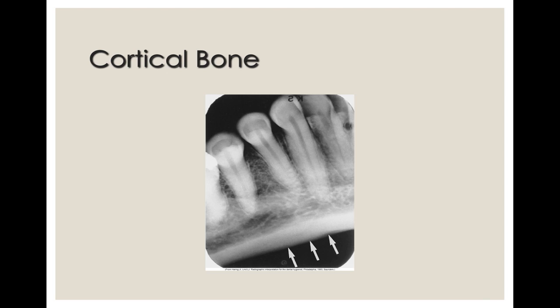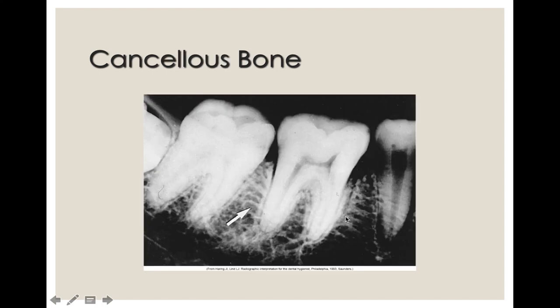So radiographically, when you're looking at cortical bone, it's going to appear as a radiopaque area on the radiograph. So we can see down here, this radiopaque area is going to be our cortical bone, whereas our cancellous bone is going to appear more radiolucent. So our cancellous bone is here. It's a bit more radiolucent, and you can also see the trabeculae and the marrow spaces that make it more radiolucent.